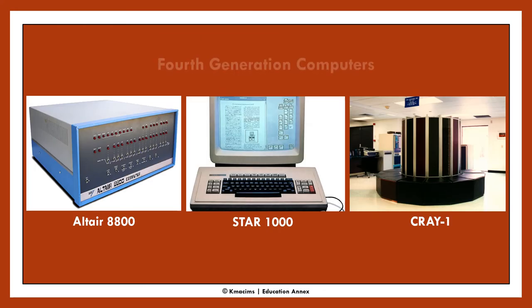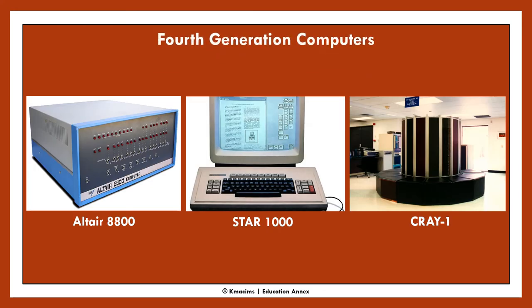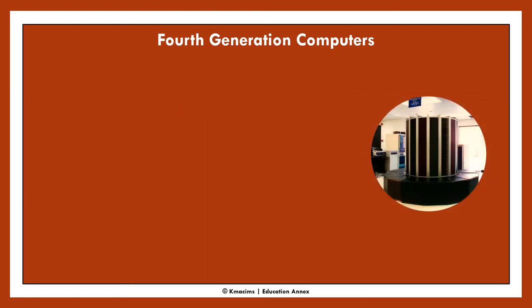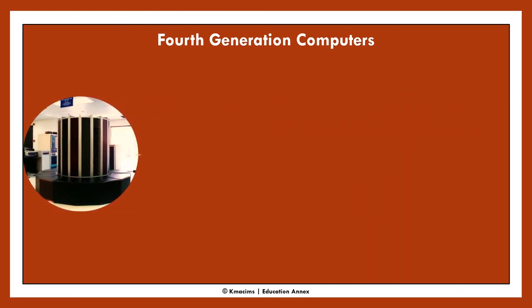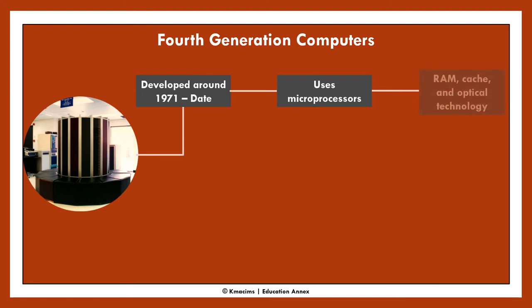The computers used today are the fourth generation computers, and they are built with microprocessors. The development of fourth generation computers started in 1971, and since then there have been improvements in the speed of microprocessors. The fourth generation computers also use the cache, the RAM, and optical technology for memory. They consume less power and are small and portable.